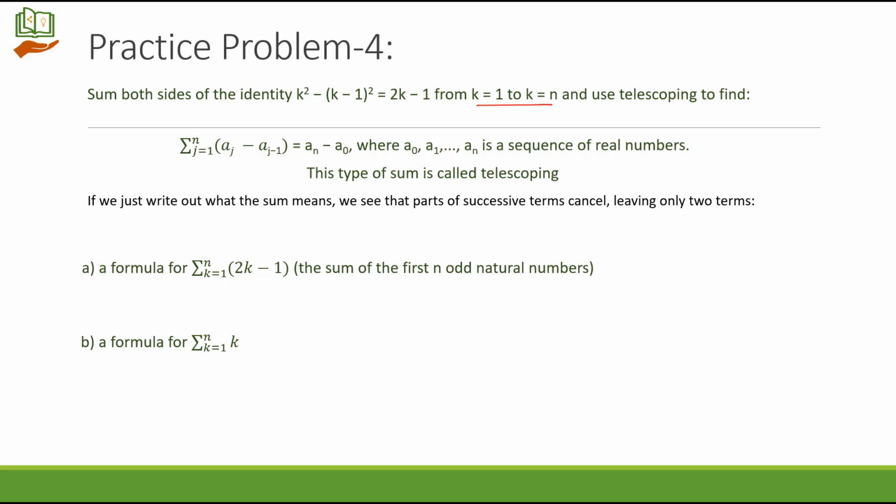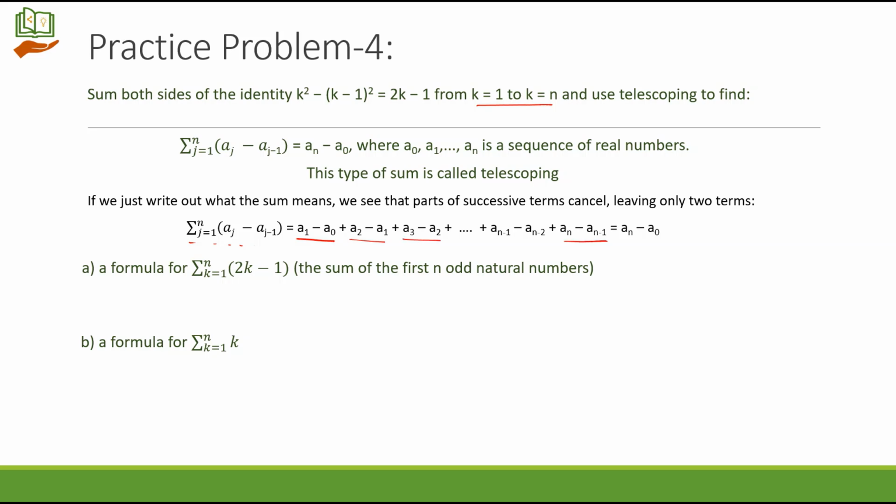If we just write out what the sum means, we see that parts of successive terms cancel leaving only two terms. Let's take this particular summation as a1 minus a0, then a2 minus a1, then a3 minus a2. So at a time, the term and the previous term will be coming here.